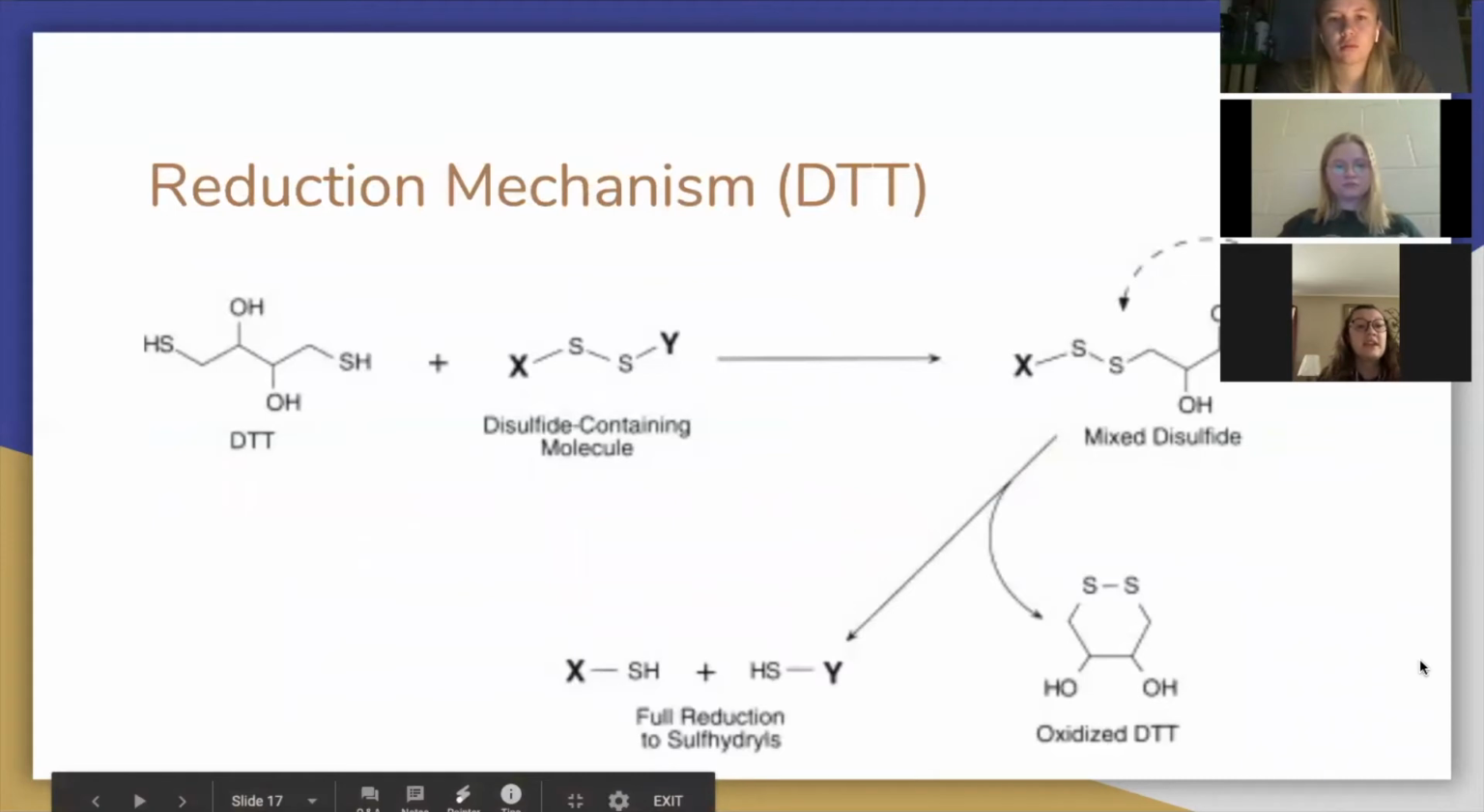DTT is the reducing agent we use to get the protein to its reduced form. Here's the structural pathway DTT takes to reduce a protein.